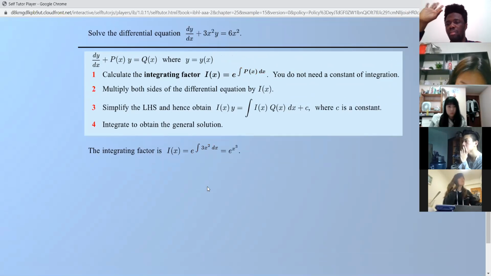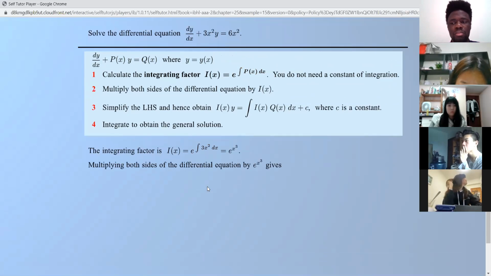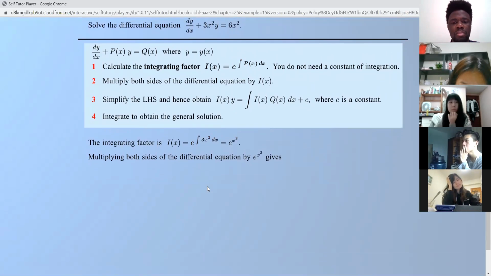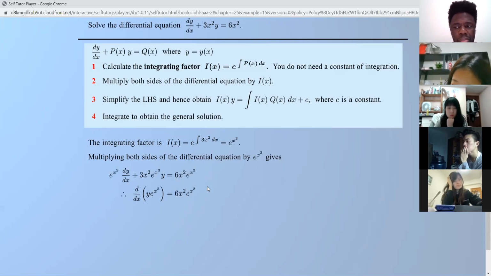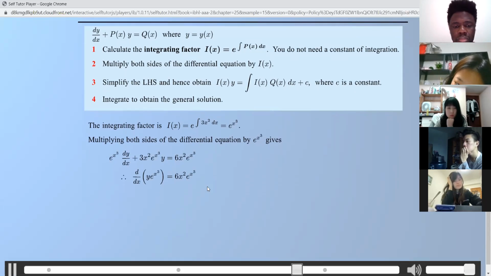We perform the integration. We do not need a constant. We then multiply both sides of the differential equation by I of x. Look at the left-hand side of the resulting equation. You should notice that 3x squared times e to the x cubed is the derivative of e to the x cubed. So we let u be e to the x cubed. Then we have u times dy by dx plus du by dx times y. Applying the product rule in reverse, the left-hand side is the derivative with respect to x of y times u, or y times e to the x cubed.